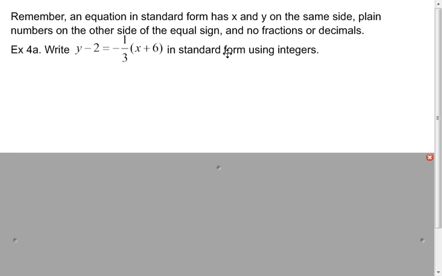Now, the first thing I want you to notice is that this problem has a fraction in it. So we're going to clear fractions. Remember, in order to clear fractions, you multiply both sides by the denominator. Denominator is a 3. So I'm going to multiply both sides of this equation by 3.